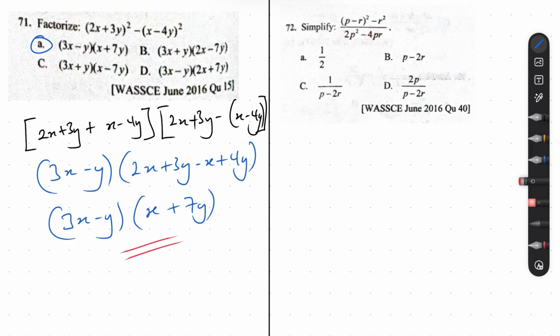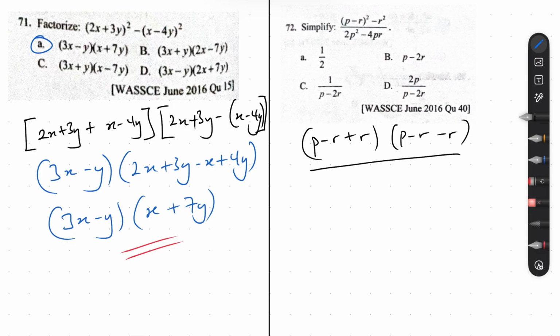Cool. So let's do that. First is the difference of two squares. So we have p minus r plus r. Then we have p minus r minus r all over. We can factor 2p out. Then we have p minus 2r.